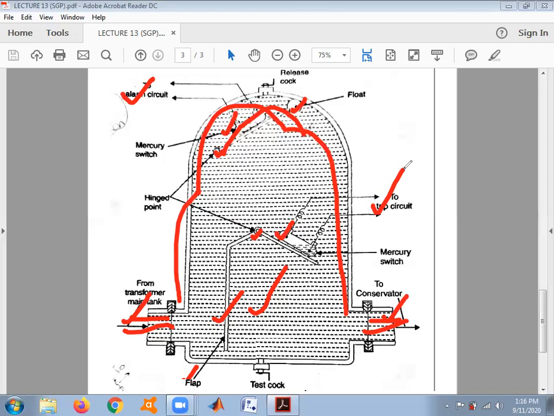So we can conclude that the Buckholz relay provides two types of protection against faults: one for the minor category and the other for the major category. In a minor category fault, the alarm circuit gets operated, and in a major category fault, the circuit breaker will operate and disconnect the transformer from the supply. So this is all regarding the construction and operation of the Buckholz relay. Now we are going to discuss the advantages and disadvantages.